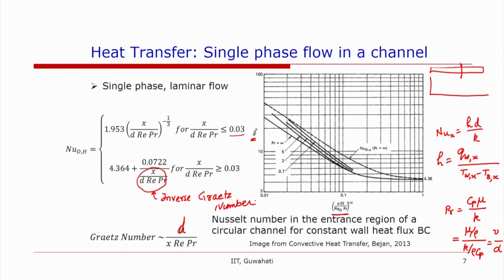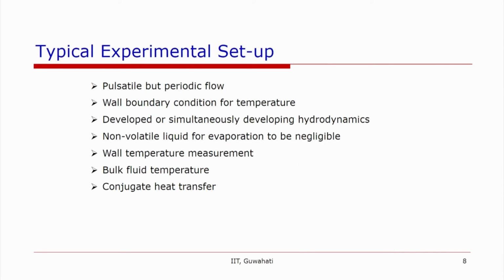Nusselt gave an analytical solution for a hydrodynamically fully developed and thermally developing flow, and it is a series solution. So, to simplify the solution, a number of approximations have been presented, and this is one of those. So, what I would like to emphasize here is that the developing Nusselt number is a function of the inverse Graetz number, which we will use later on when we develop the model for Taylor flow heat transfer.